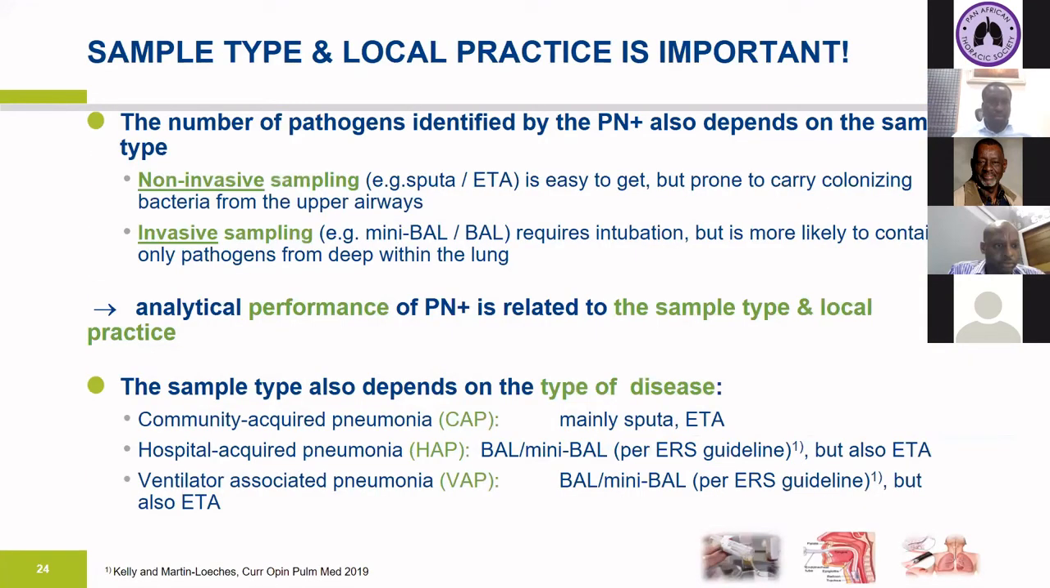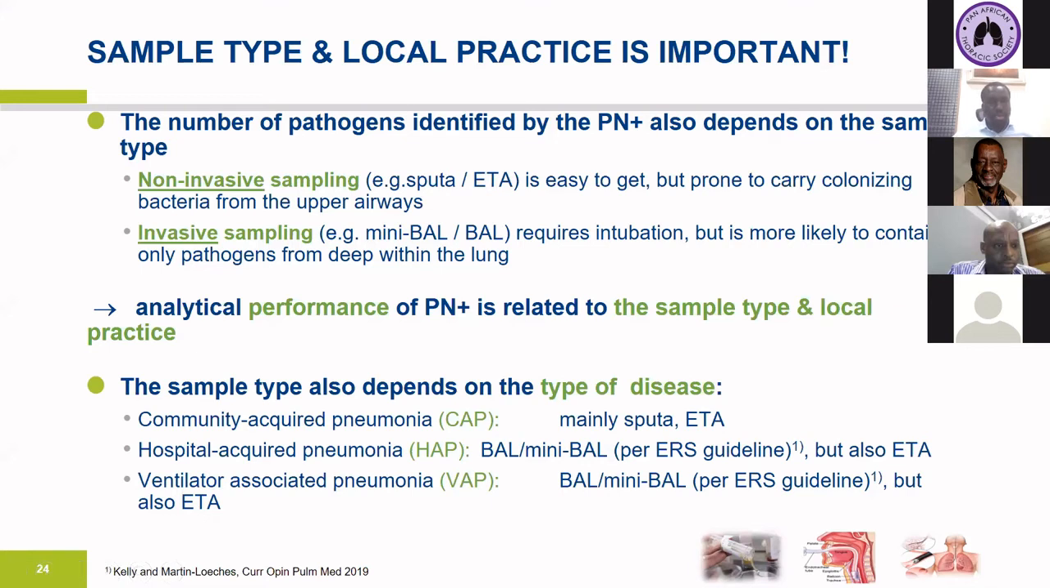Again, for the pneumonia panel, it's very important to look at the sample type, as well as the local practice. If we go for the non-invasive sampling, such as your sputum or endotracheal aspirate, they tend to be easier to get, but they're prone to give you colonizing bacteria from the upper airways. Invasive sampling would then require intubation, but it's more likely to give you only pathogenic bacteria from deep within the lung. And again, obviously these sample types depend on the type of disease.